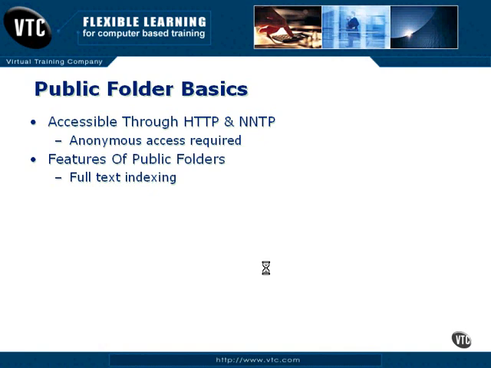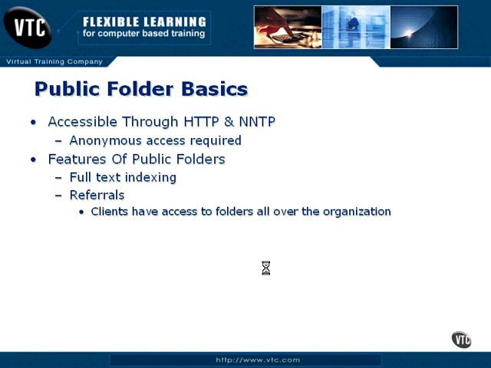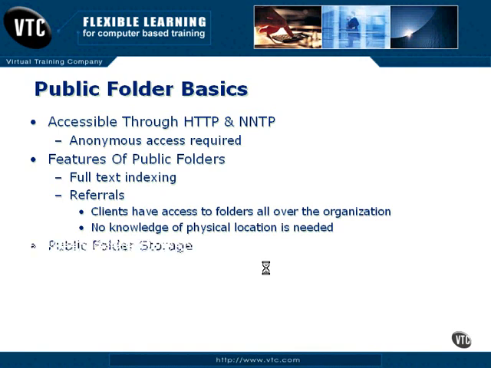And let's talk about some of the features. We can do full text indexing if we set it up. So if we have a lot of information out there in our public folders, we can do indexing to search for that. We can also set up referrals for public folders, which control the access that clients have to folders. Now, a referral makes sure that a client from anywhere in the organization can see the public folder tree, or they can see the structure, and by double-clicking on the folder, Active Directory will take care of locating the content and presenting it to the user. So the user does not need to know where that public folder is located. It will automatically come to them, if you want to think of it that way.